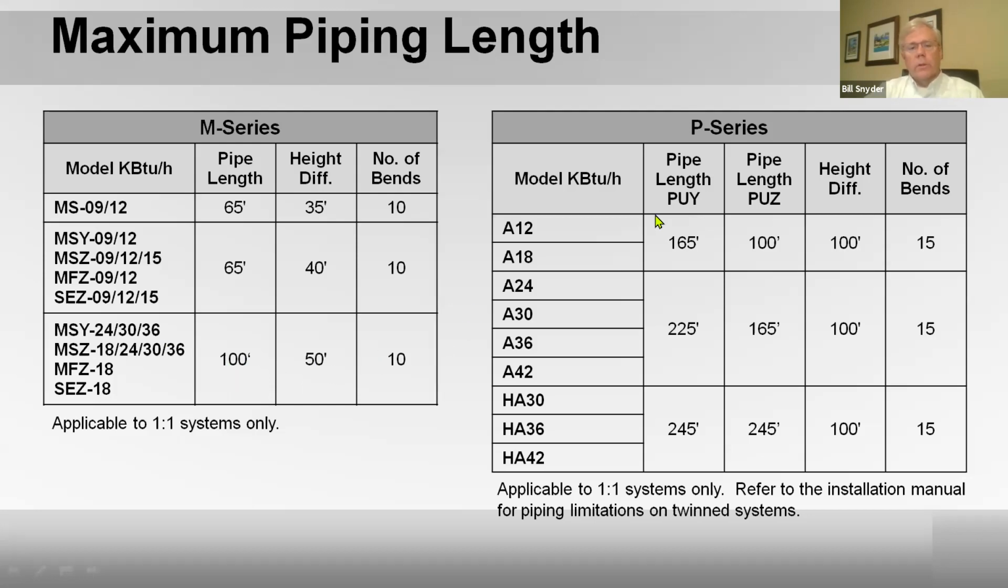Then in the P series, you'll see the maximum pipe length is 165 feet on these, 225 on these, and 245 on these HA30s. These are hyperheat models. The HA30s, 36, 42 will go out to 245 feet. That's a phenomenal distance. I don't know of anybody else's product that will do that. So just be aware of that.